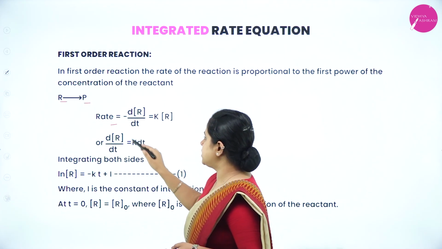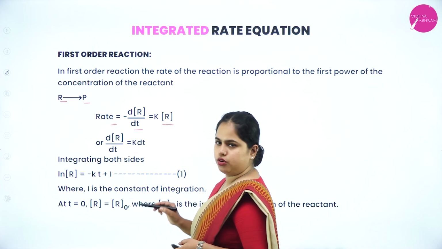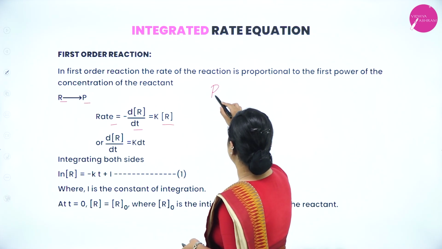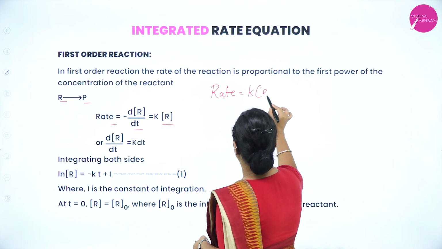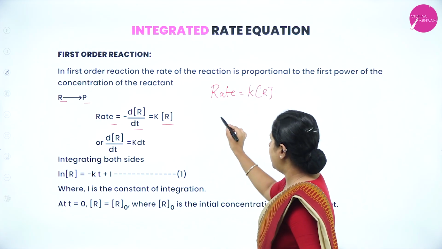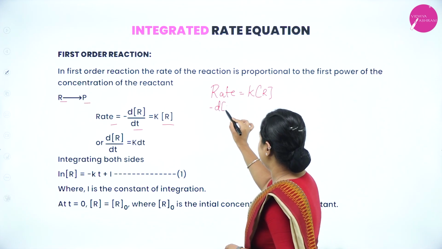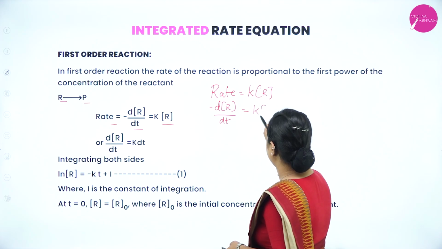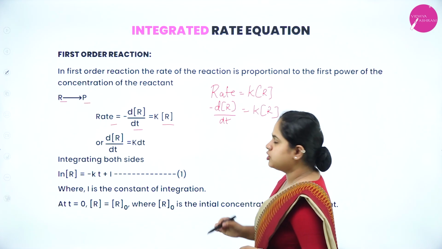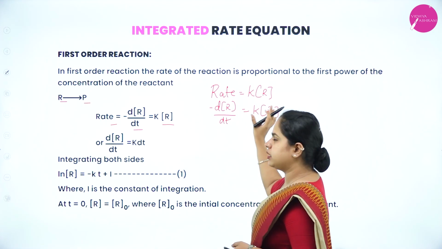So here also, rate is equal to minus dR by dt, which is equal to K into R. So this is a first order reaction, so rate is equal to K into the molar concentration of R. Instead of rate, you can write minus dR by dt, which is equal to K into the molar concentration of R.